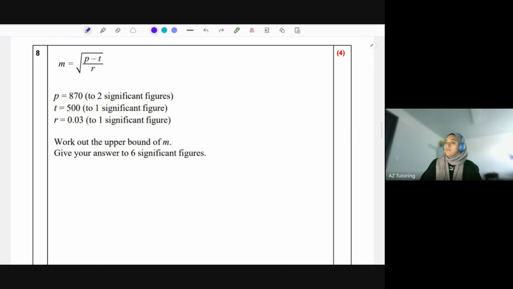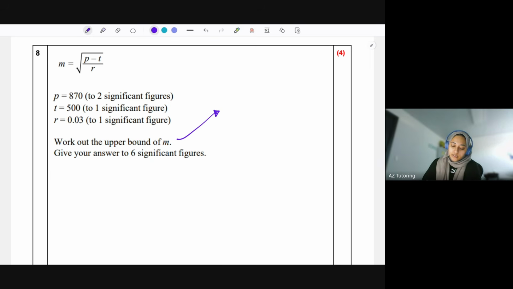Okay, so we've got some bounds now. So we've been told that m equals a square root of p minus t over r. And they've told us the value of p, t, and r to certain significant figures. And it says work out the upper bound of m. Give your answer to 6 significant figures.